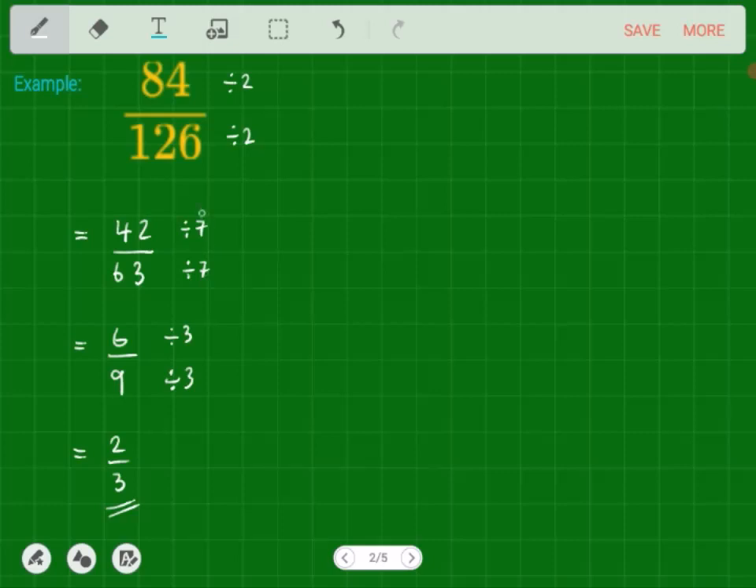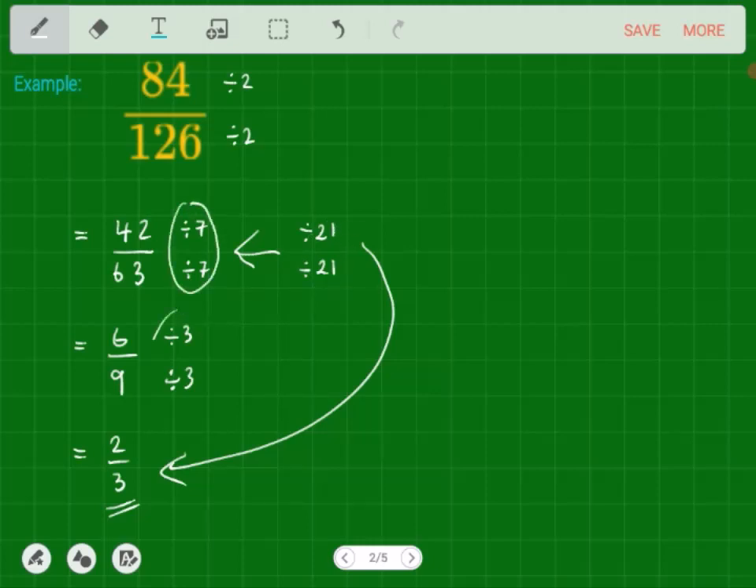On analysis, at this stage here, we could have seen the bigger factor, although it's very hard because you don't know your 21 times table. But at this stage, if we divide by 21 on the top and the bottom, then we would have gone straight to 2 over 3, as you can see. And what is 21? 21 is the multiplication of the 2 divisions you made to get there. So don't stop dividing until you see prime numbers.